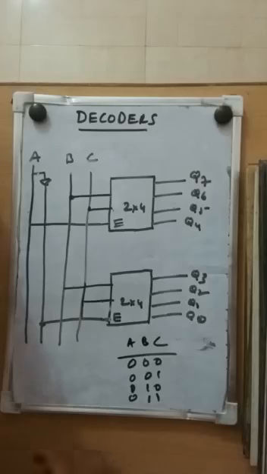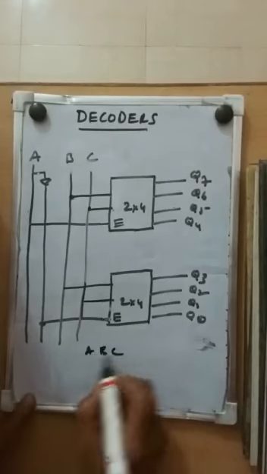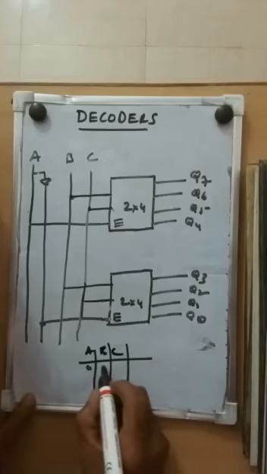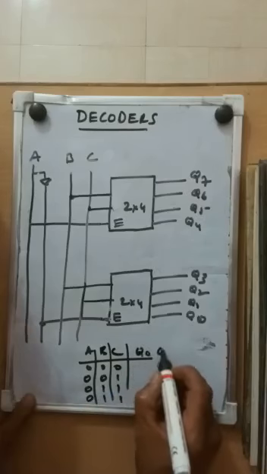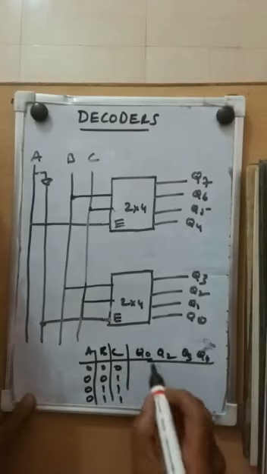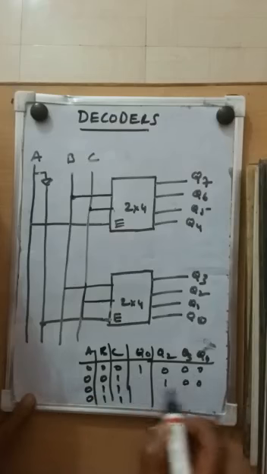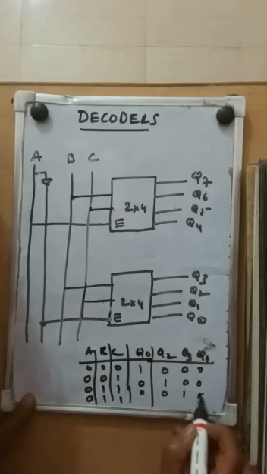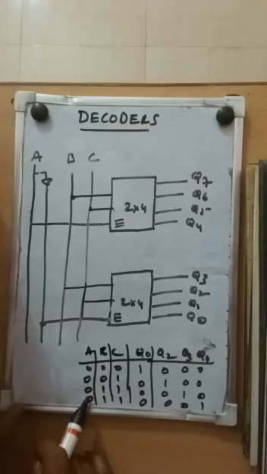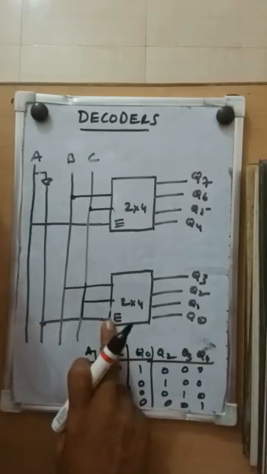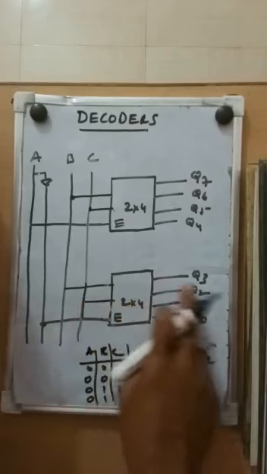So like this. A, B, C: 0, 0, 0, 0, 0, 1, 0, 1, 0, 0, 1, 1. That means this is Q0, Q1, Q2, and Q3. So in the first case, this will be highlighted, and the second case, this will be highlighted, and the third case, this will be highlighted, and in the fourth case, this will be highlighted. That means when B, C are the 2 inputs, and when A becomes 0, that's why A bar is connected here, enable, then automatically remaining B, C based on 00, 01, 10, 11, based on that we have 4 outputs.